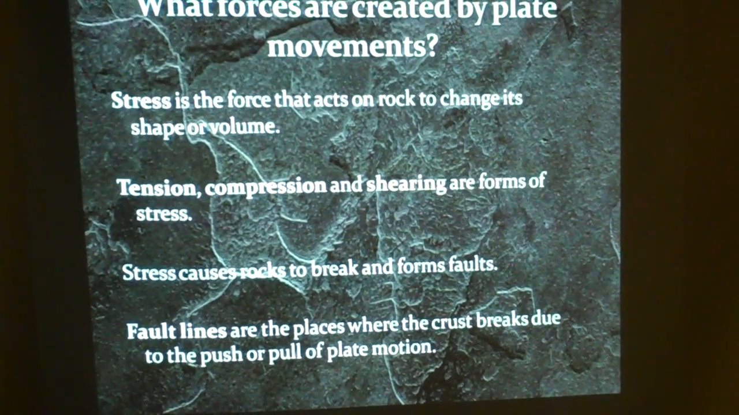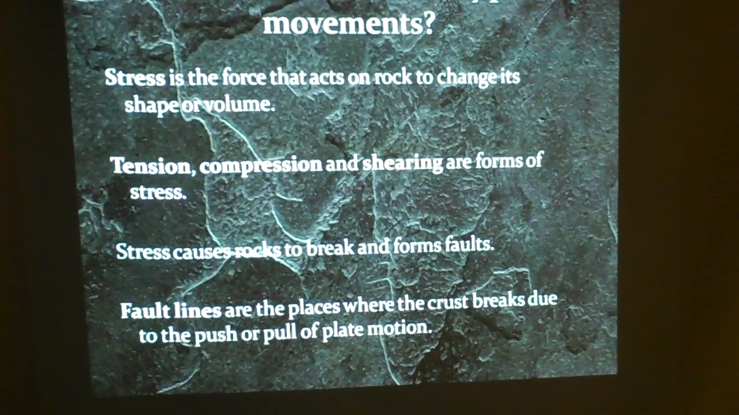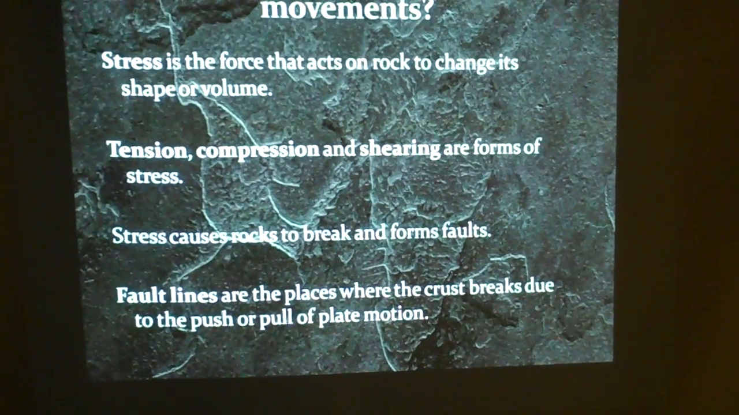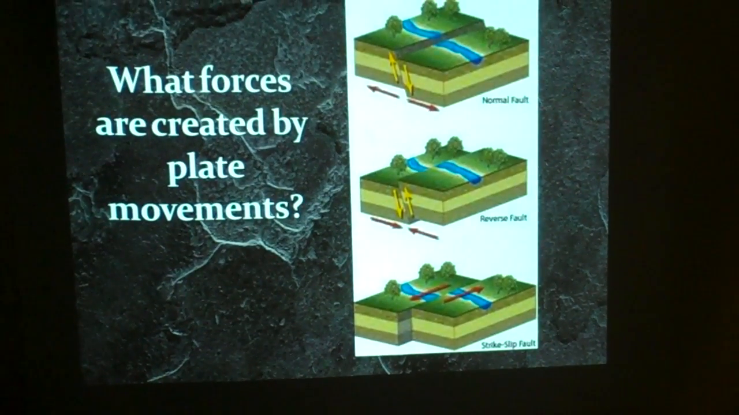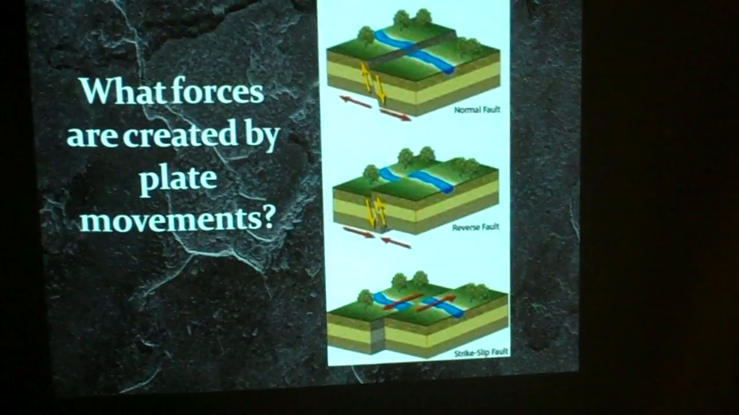There are 3 types of stress: tension, compression, and shearing. When stress occurs, we end up with cracks in the earth, and these cracks are called faults or fault lines. There are 3 types. You have the normal fault, a reverse fault, and a strike-slip fault.